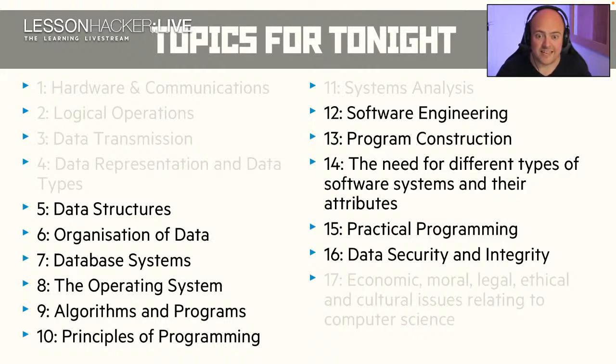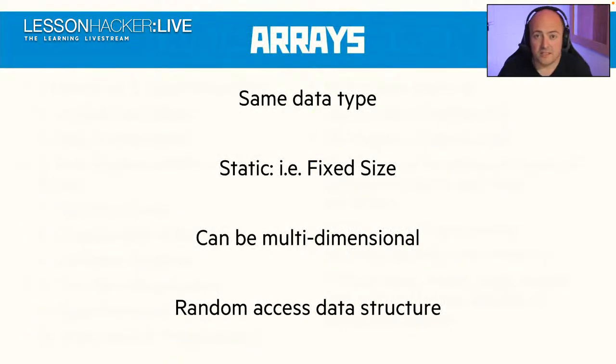Right, number 5, data structures. Okay, so your arrays. Most people have learned to program in Python. Python doesn't use arrays. What we've called arrays in Python were actually lists, and that's something a little bit different. Arrays, as far as you need to talk about in an exam, are the same data type. They are fixed size. They can be multidimensional, which we'll have a look at in a second. And they're what we call a random access data structure.